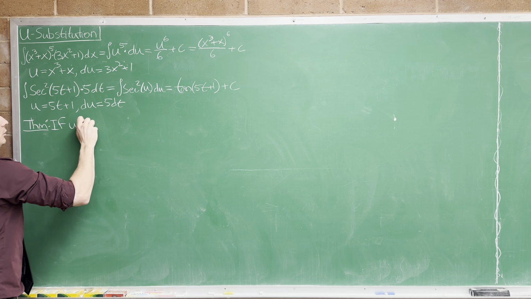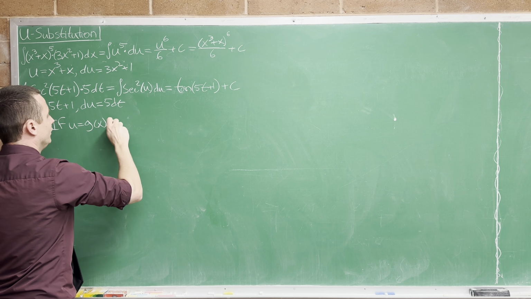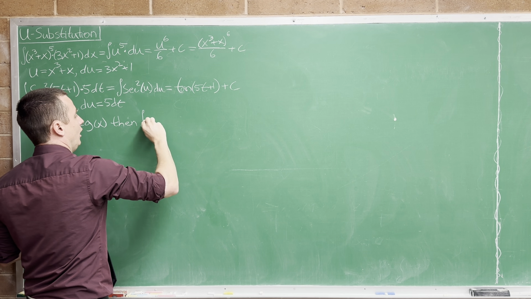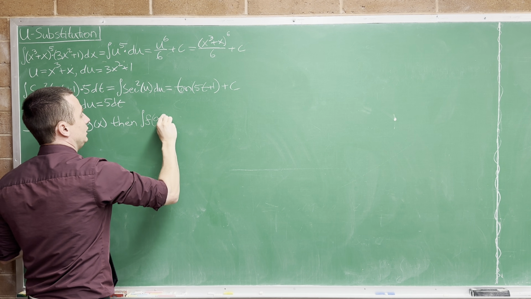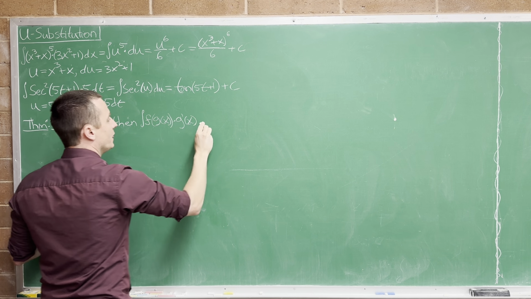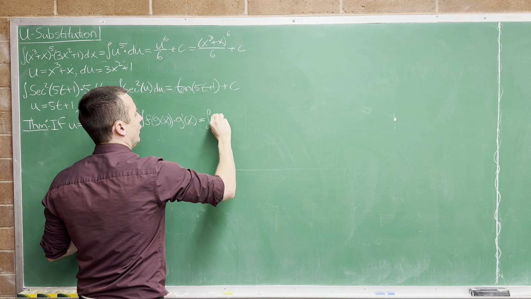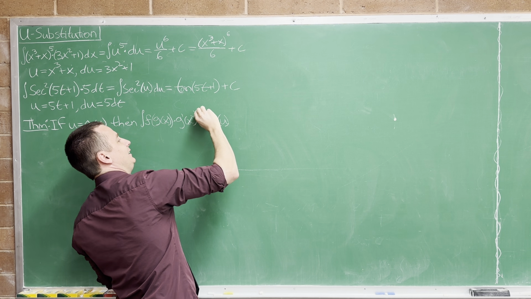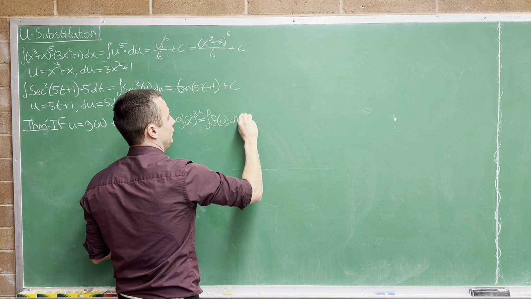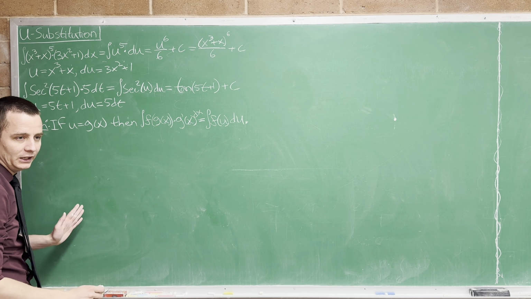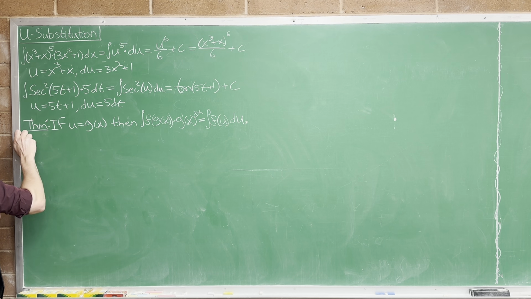If we let u equal g of x, then the integral of f of g of x times g prime of x dx is equal to the integral of f of u du. Oh, I forgot my dx there. Sorry. So again, a really quick proof that we can do these u substitutions and it gives us the same thing. With me? So one, start by getting our antiderivative.